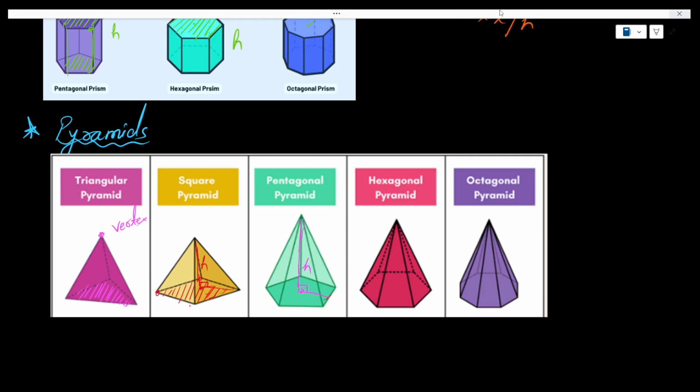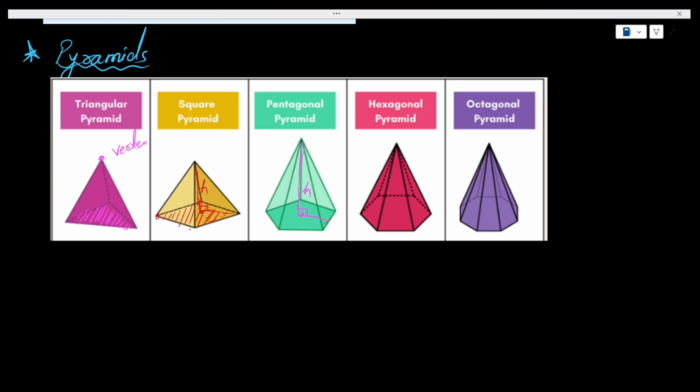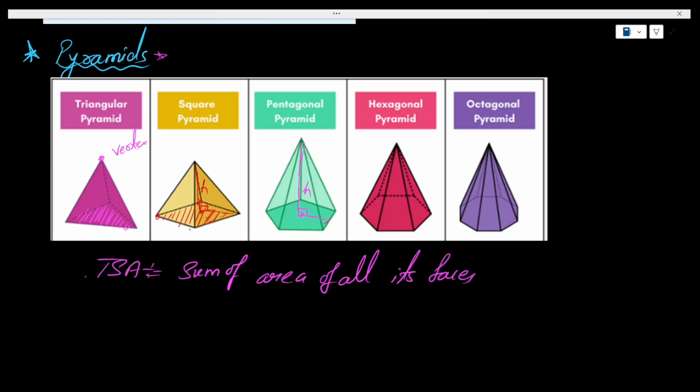So how do we calculate surface area? Again, it is the area of the base and those triangular faces. For a pyramid, there is a specific way to calculate the surface area that we will see, but the total surface area is again the sum of the areas of all its faces. And for volume, what do we take? Because it is a pyramid, it's always one third times the area of the base times the height of the pyramid.